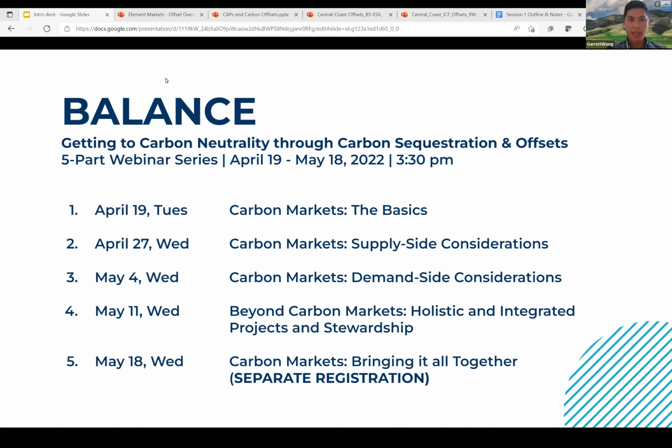The third session will explore the demand side considerations of carbon markets through the perspectives of a local government, a university, and a project developer consultant. Session 4 will go beyond carbon markets to explore ways in which land stewards are already caring for the land through regenerative stewardship and how non-market programs can support them.